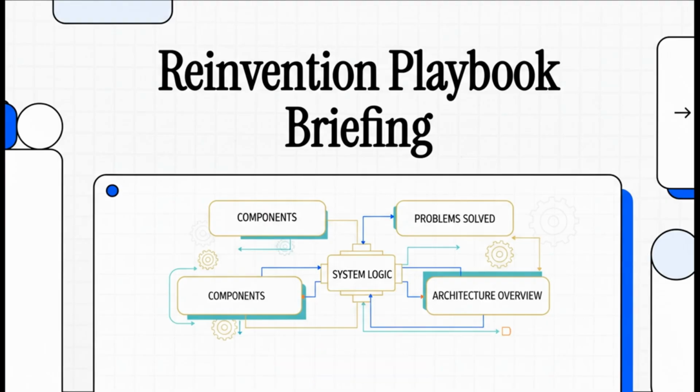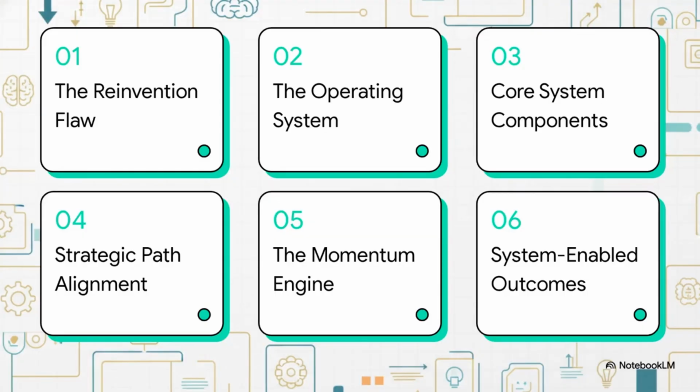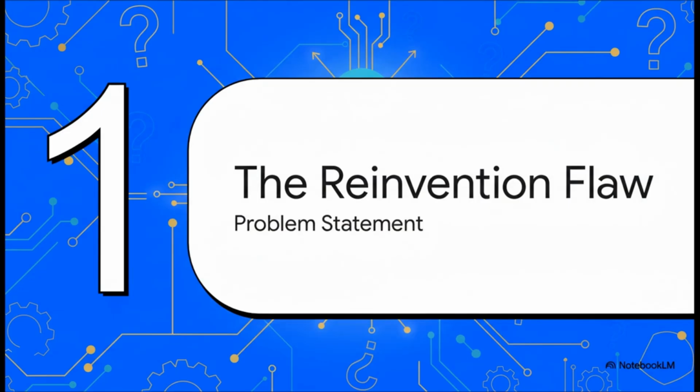Let's dive right in. So, here's our agenda. It's really a logical breakdown of the system. We'll start with the problem statement, the reinvention flaw. Then we'll cover the operating system, its core components, how it aligns strategy, what powers it, the momentum engine, and finally the outcomes it's designed to produce. Pretty straightforward.